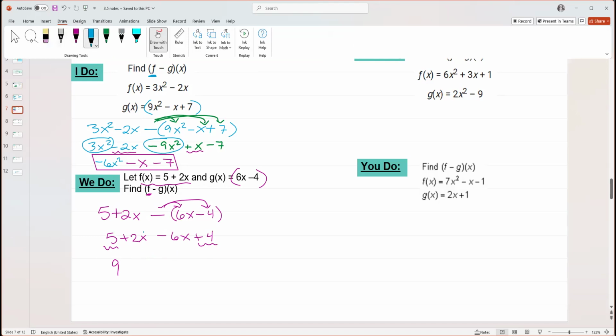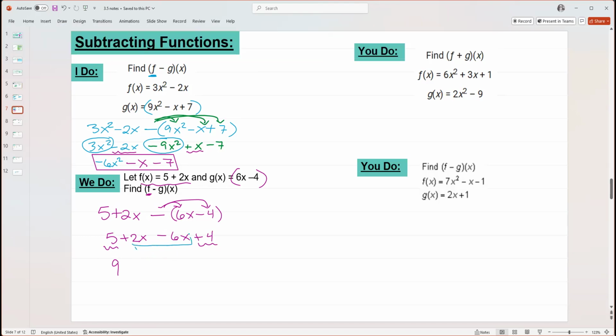So that one's done. And then we have 2x minus 6x. So that is minus 4x. I'm going to leave it like that so there's no negative up front. That's nice.